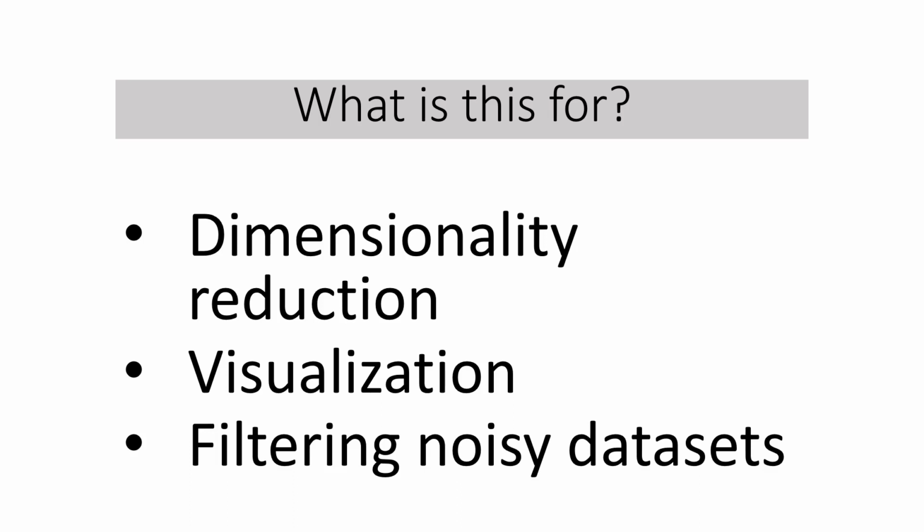What is this for? Why do we have to study this? Principal component analysis is used for dimensionality reduction in order to reduce the number of variables for simplicity. It is also used for visualization, and it is used to filter noisy datasets like image compression.